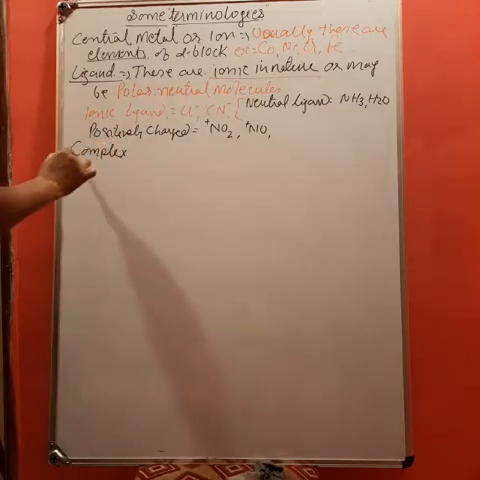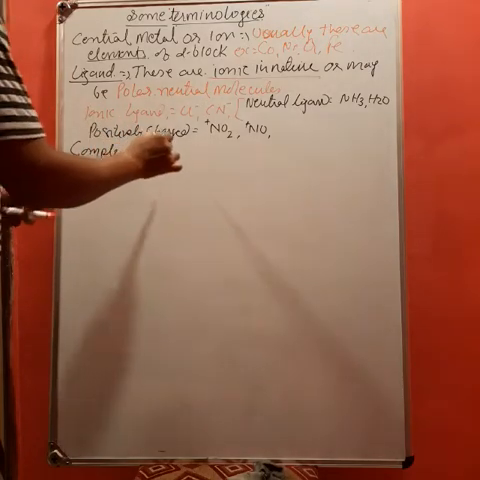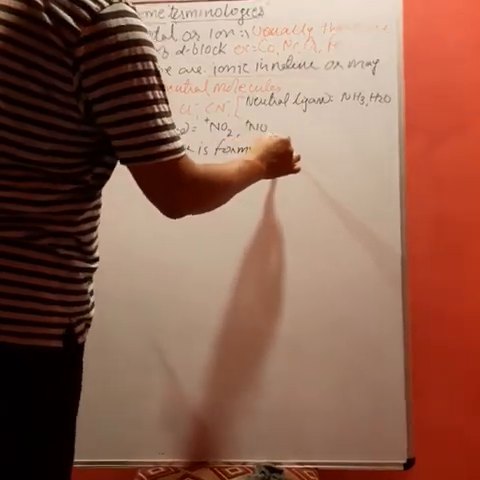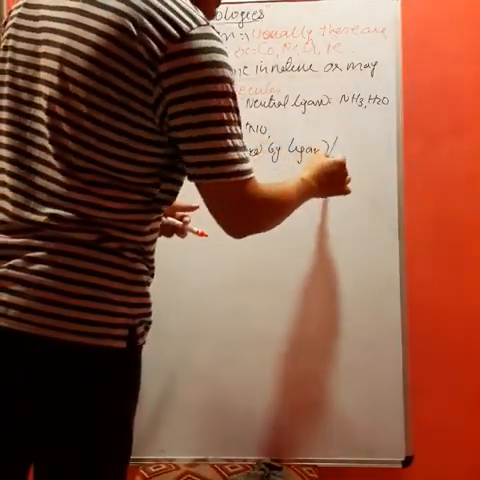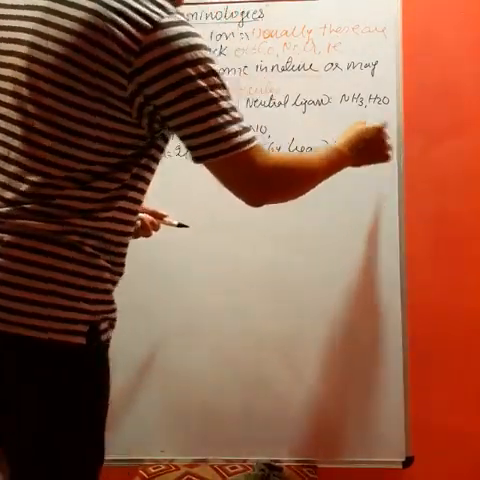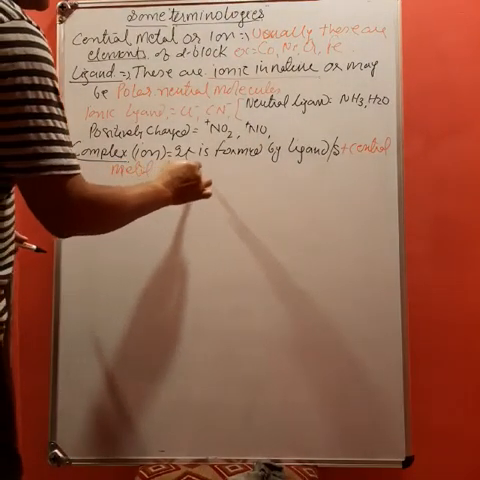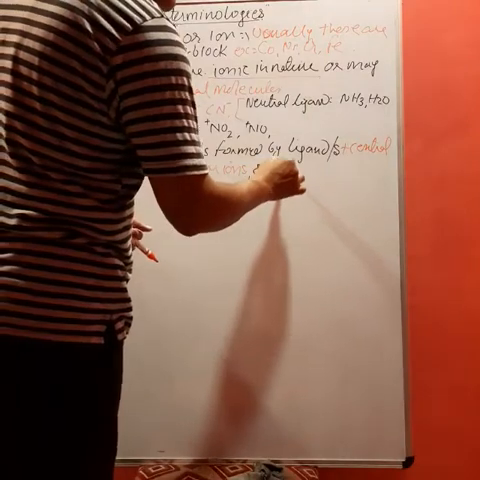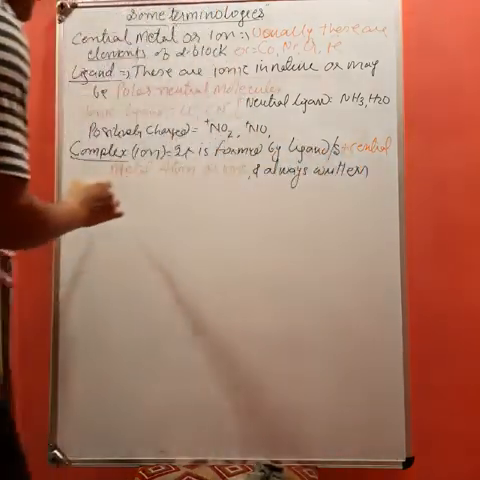Complex ion. It is formed by ligands plus the central metal atom or its ion, and it is always written inside the square bracket.